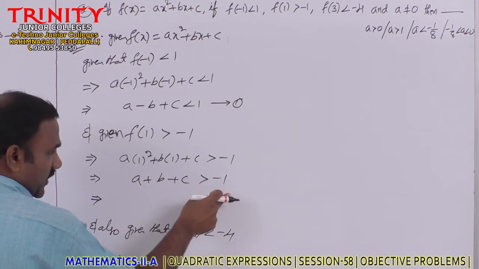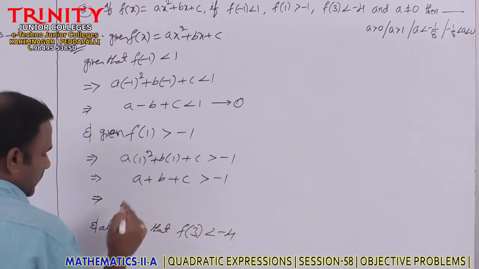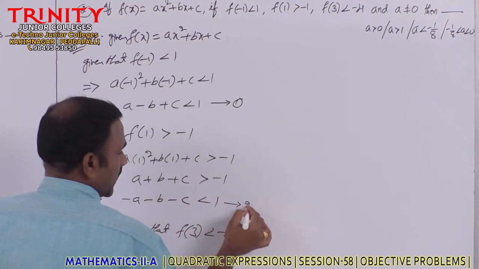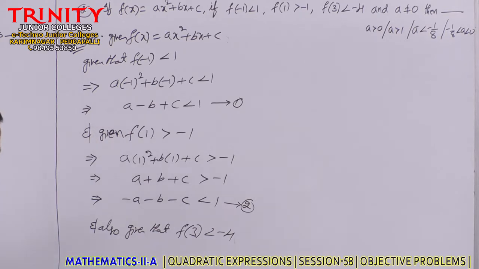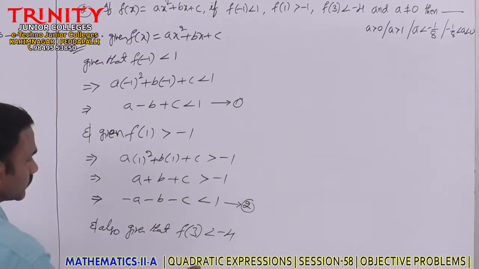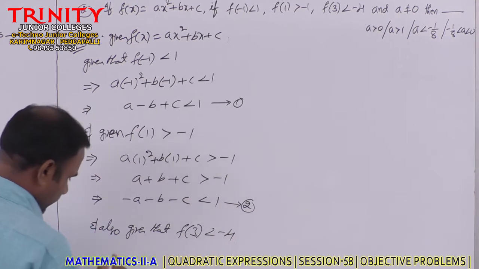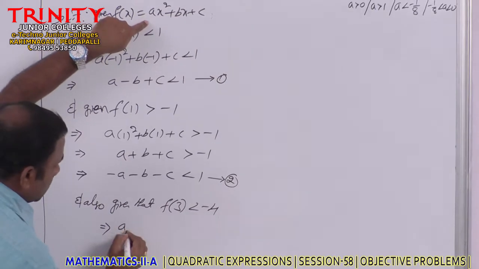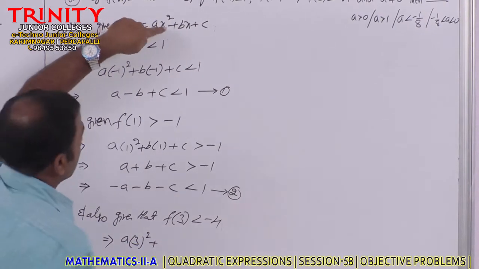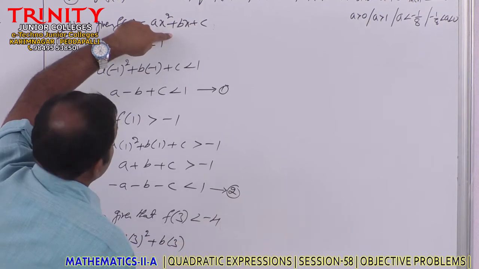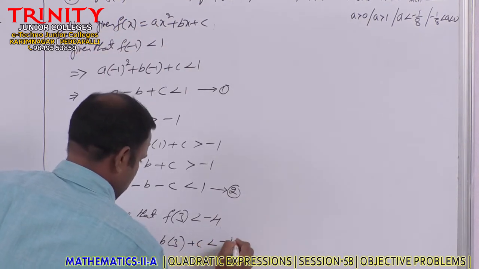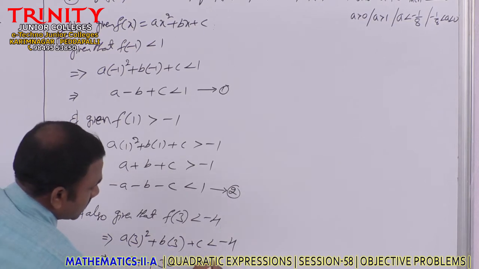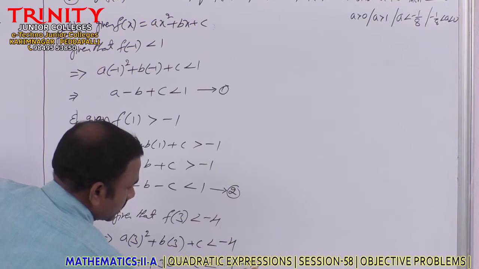If we change this inequality, we are multiplying the total inequality with the minus, then we will get minus a minus b minus c is less than 1. I am taking this one as equation 2. Now, third condition is f of 3 is less than minus 4. That is f of 3, a into 3 square plus b into 3 plus c is less than minus 4. Then we'll get 9a plus 3b plus c is less than minus 4. Equation number 3.